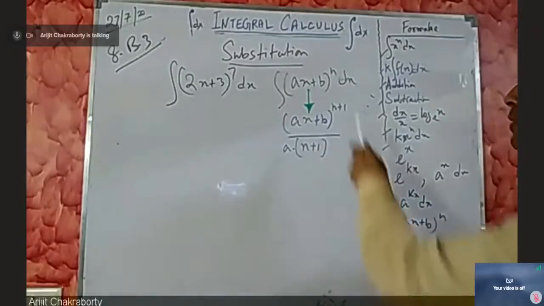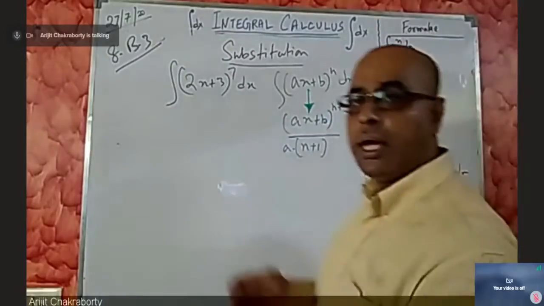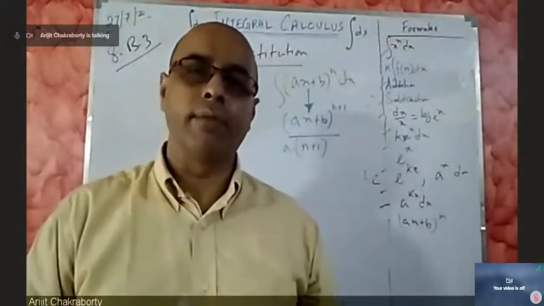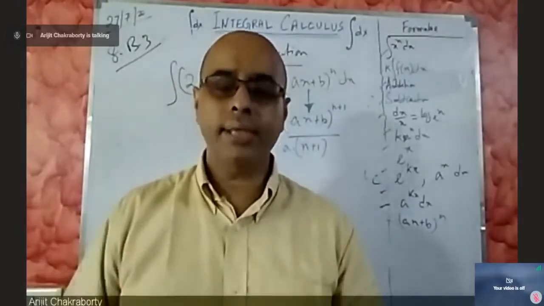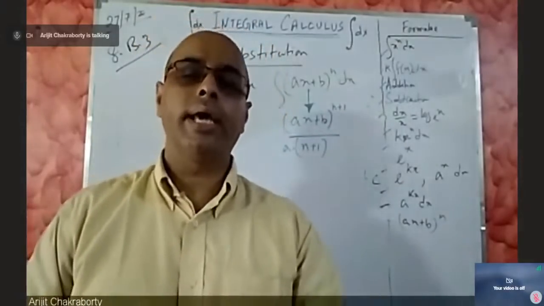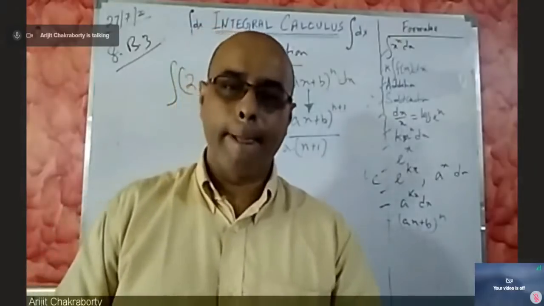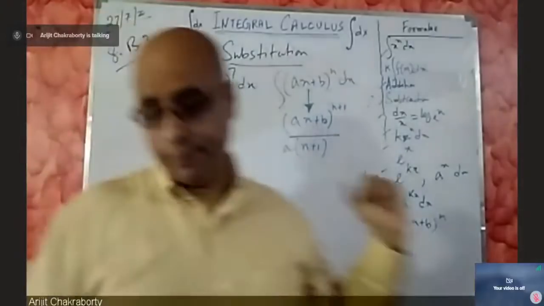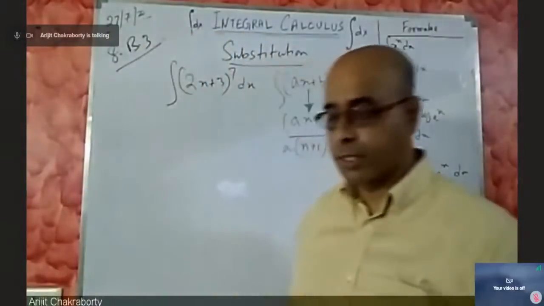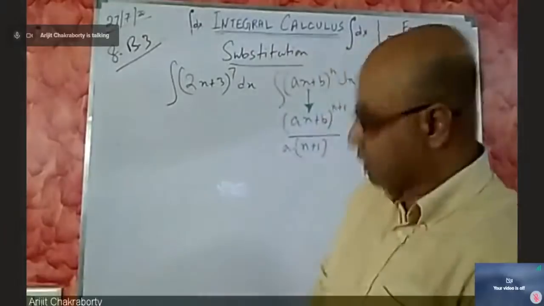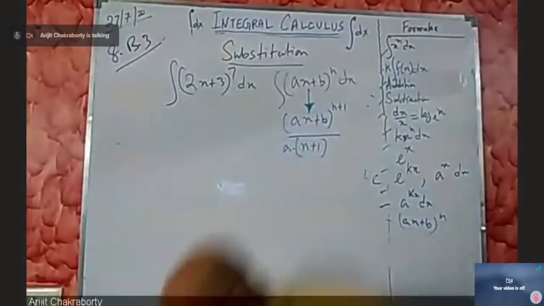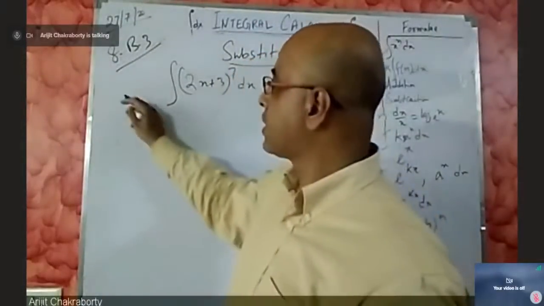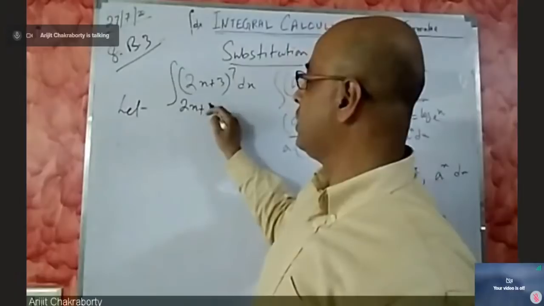Ax plus b to the power n dx gives us ax plus b to the power n plus 1 divided by a into n plus 1. That is the formula for ax plus b to the power n. Now in this case, we have 2x plus 3 to the power 7. Now how do we substitute? Let's take, say for example, 2x plus 3 equal to t.